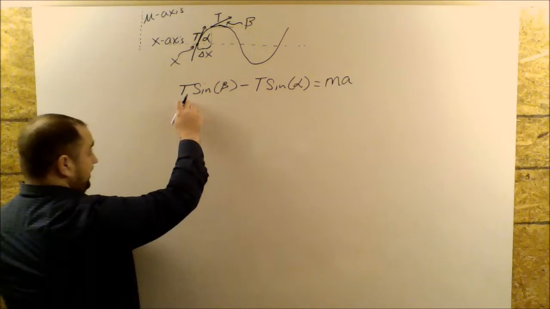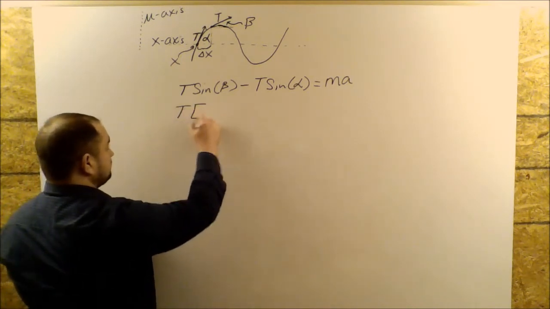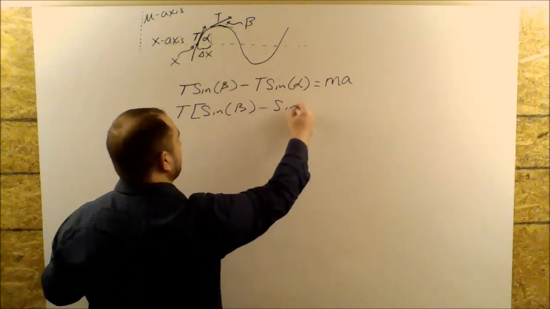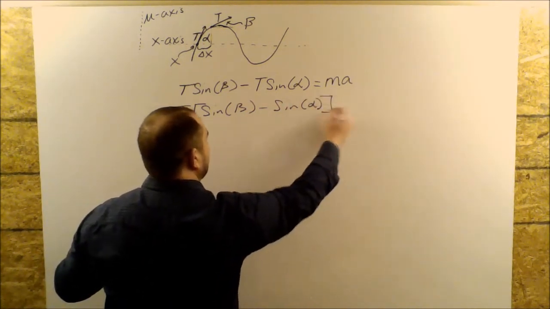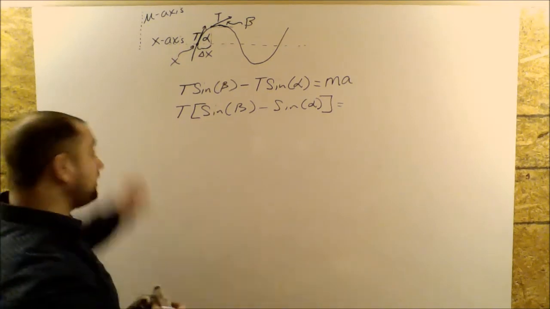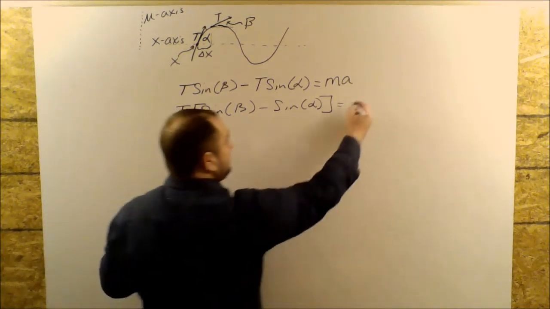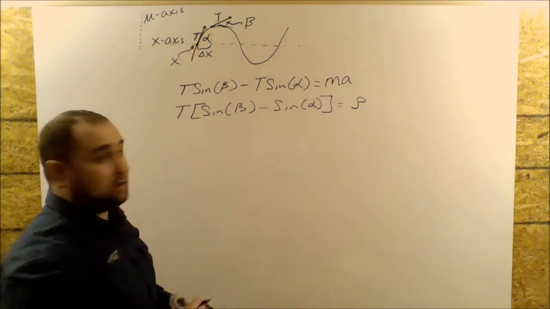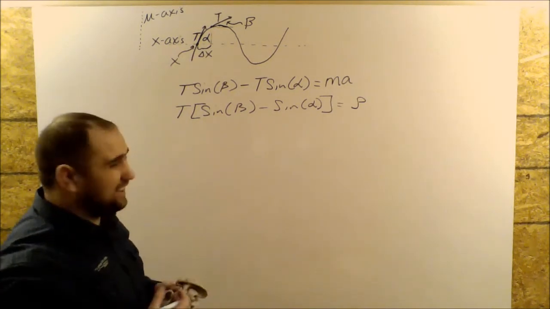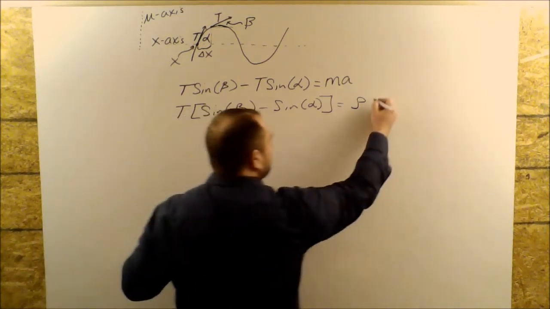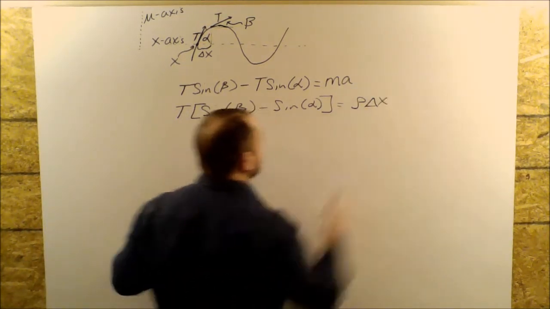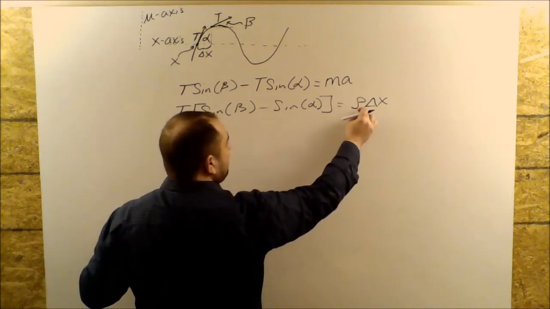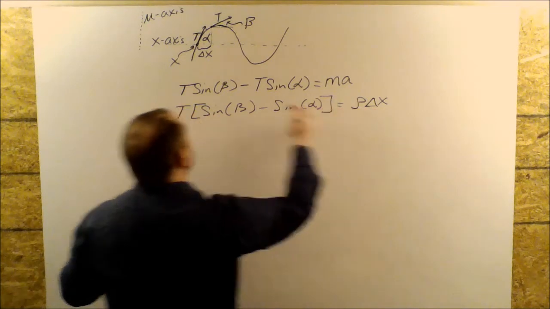Now factoring out a T gives me sine beta minus sine alpha. Now my mass is going to be a linear density of the material. So it's going to be the mass per unit length, and then it's going to be multiplied by a length. Now, normally, you would get the linear density times the actual arc length.